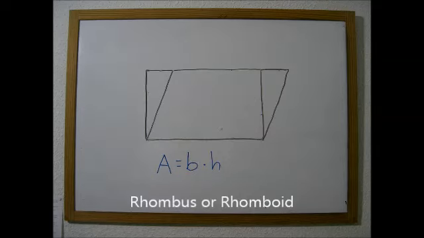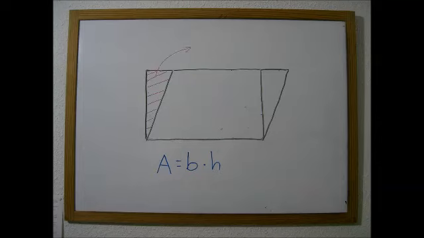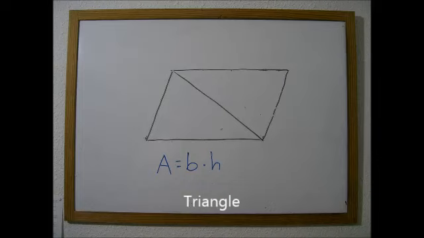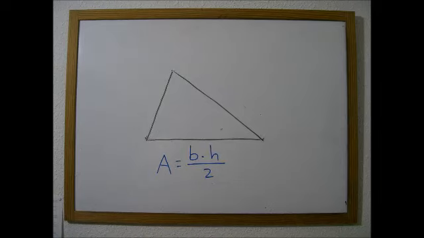If we tilt the rectangle to one side, we get the rhombus or rhomboid. But in this case, the area we lose on one side, we gain on the other side. So the formula for the area stays the same. The area of the rhombus or rhomboid is base times height, the same as for the rectangle. If we divide the rhombus in two halves, we get two triangles. So for one triangle, the formula of the rhombus gets divided by 2, and we get the formula for the triangle.